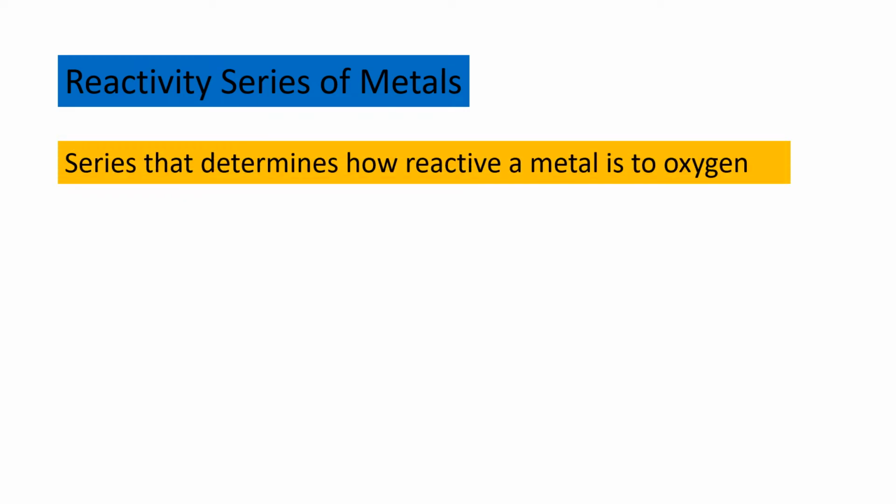Reactivity series of metals. It is a series that determines how reactive a metal is to oxygen. That means if you put the metal out in the open to react with air, because air contains oxygen, it will form a metal oxide. How easily it forms said metal oxide is determined by this series.